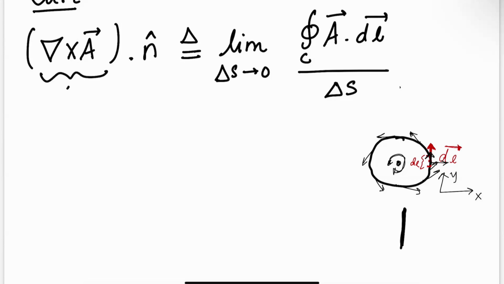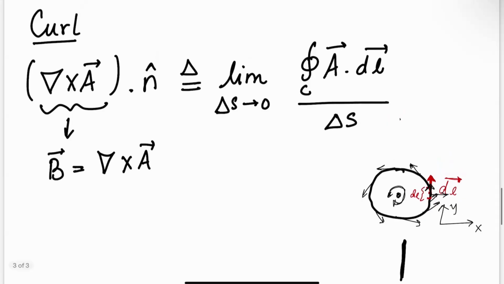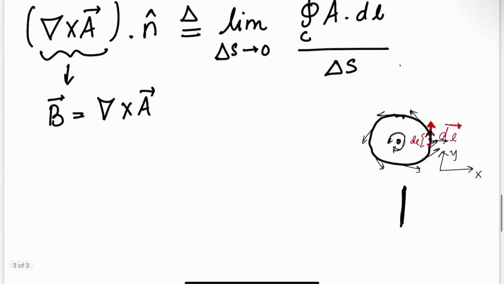So this actually gives you a vector field, say B. Right? B is curl of A. Now you can calculate component-wise using this relationship, right? So that's kind of the intuition behind what curl is and why the definition looks like this.